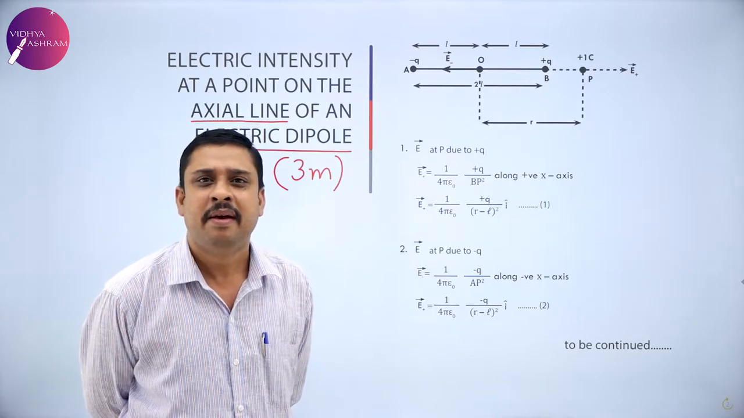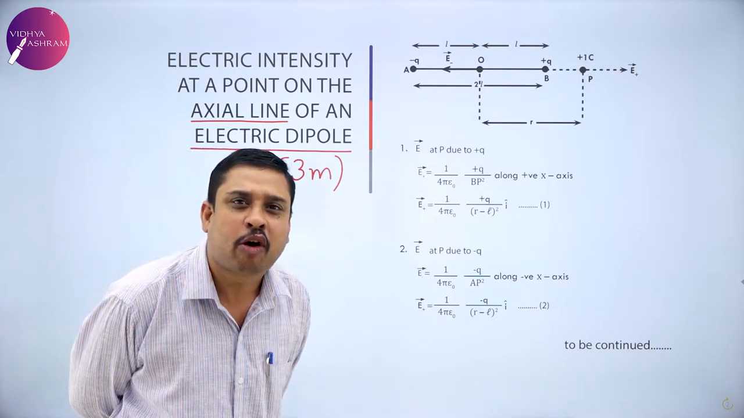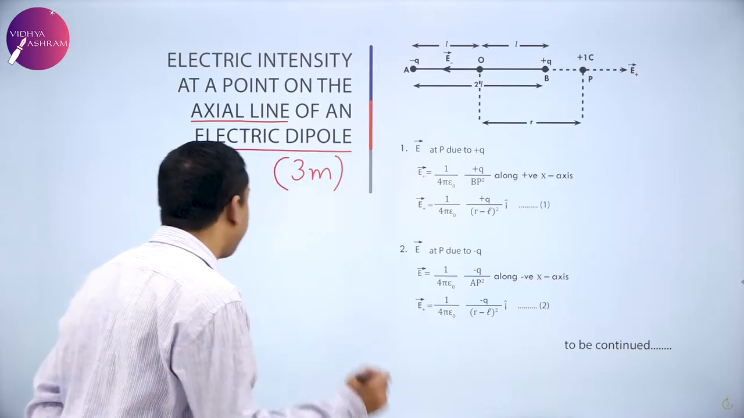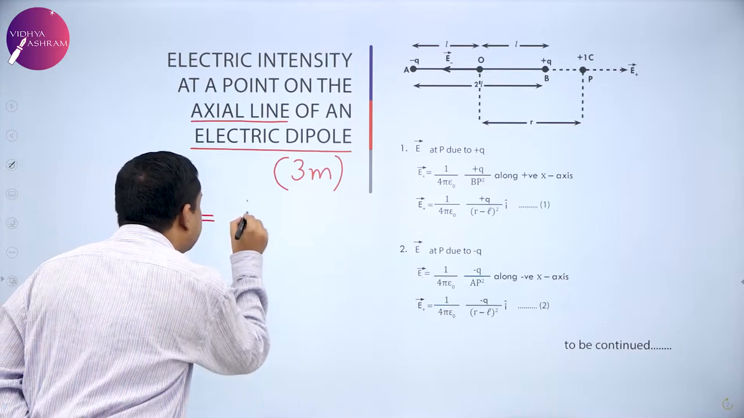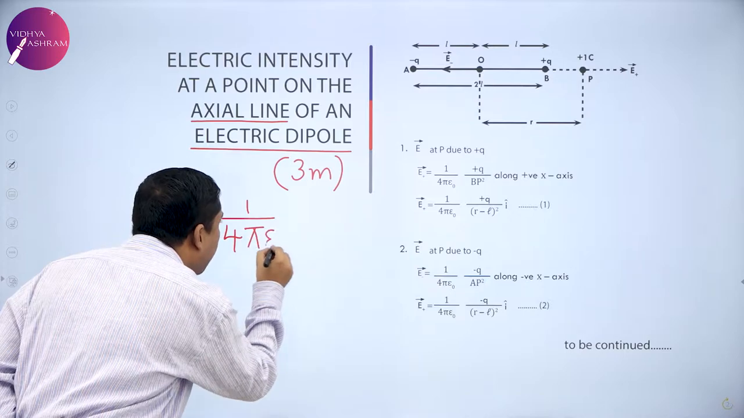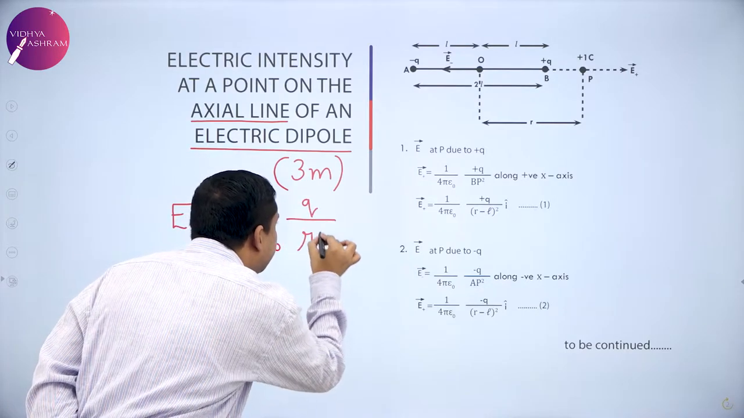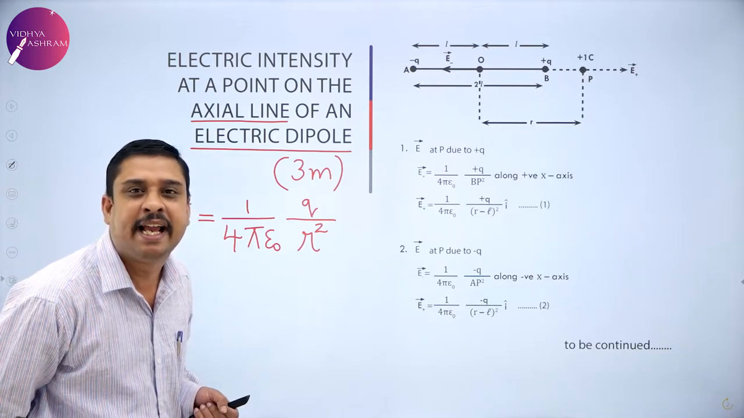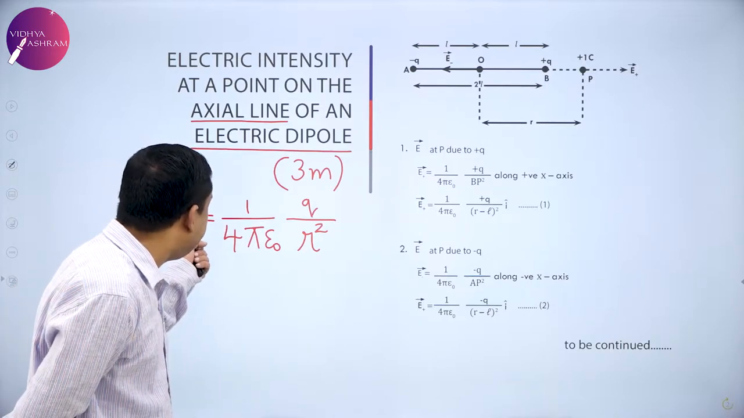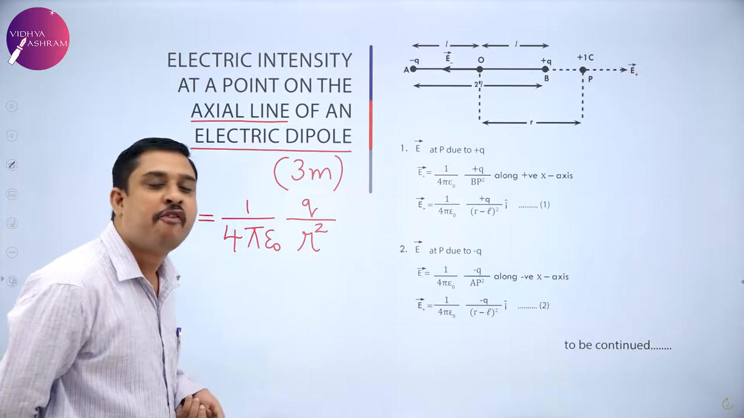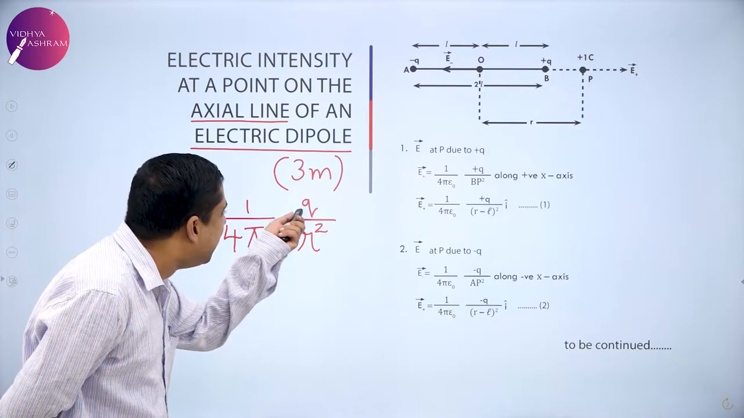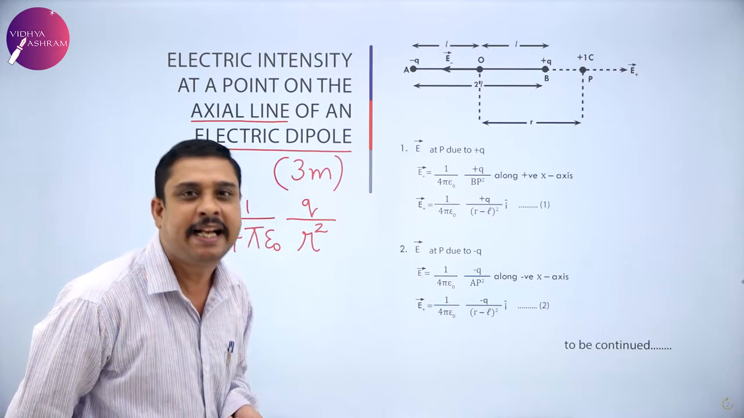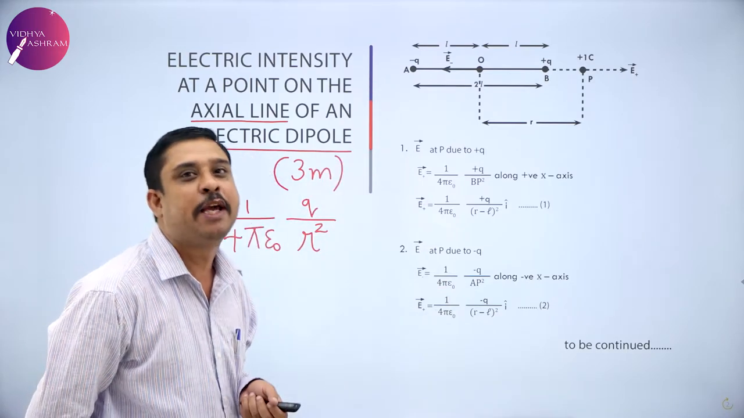Axial line. My dear friends, just recalling the expression for electric intensity due to a point charge, we derived electric intensity is 1 by 4 pi epsilon naught, charge divided by distance square. So in my previous class, I have done this bookwork. Intensity due to a point charge, E equals 1 divided by 4 pi epsilon naught, Q divided by R square, charge divided by distance square. Using that expression, we will start deriving our equation.